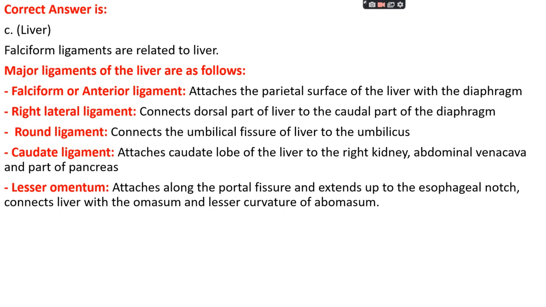The caudate ligament attaches the caudal lobe of the liver to the right kidney, abdominal vena cava, and part of the pancreas, while the lesser omentum attaches along the portal fissure and extends up to the oesophageal notch, connecting the liver with the omasum and lesser curvature of the abomasum.